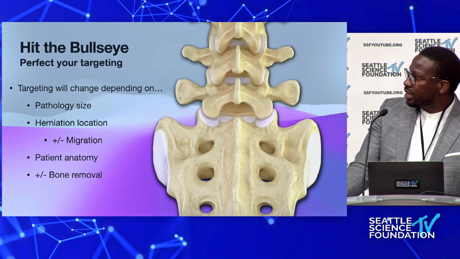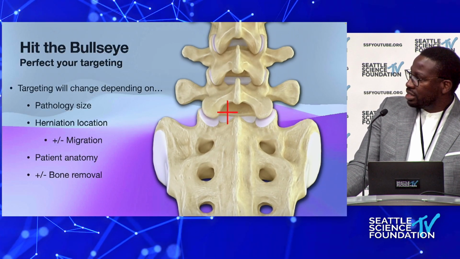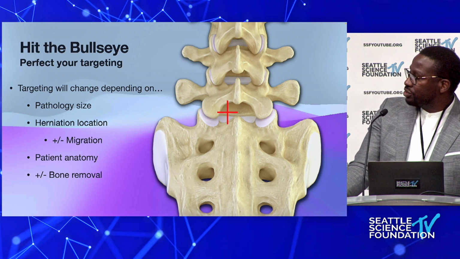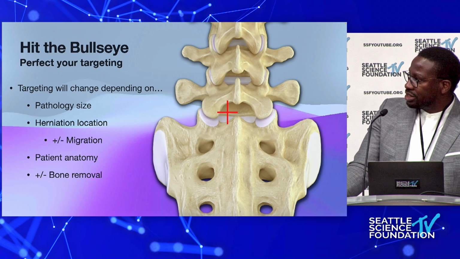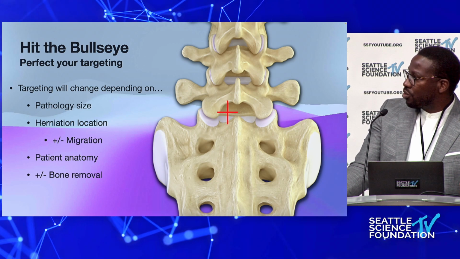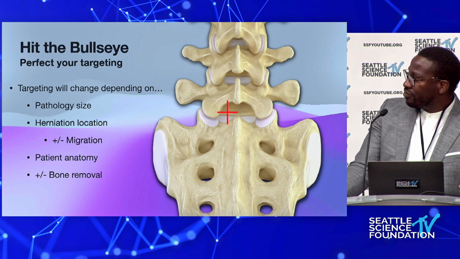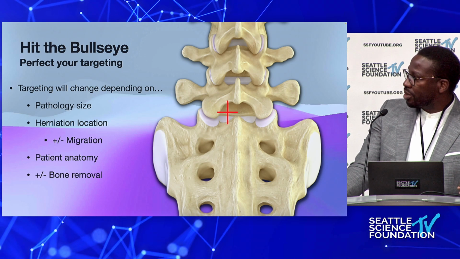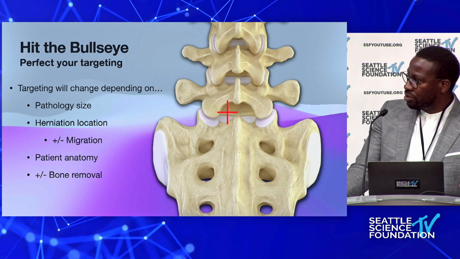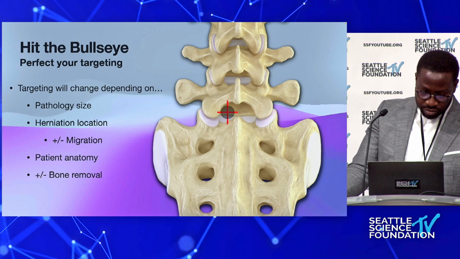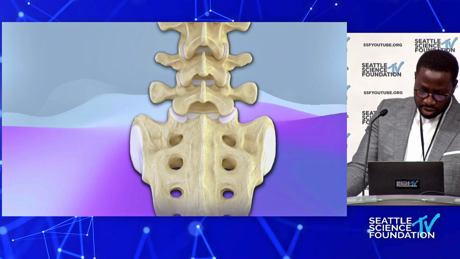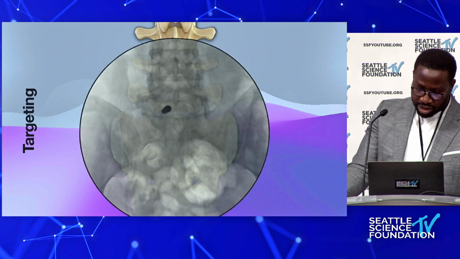So for targeting, you want to hit the bullseye. This is a good starting point for a true interlaminar for a paracentral disc herniation. Depending on how large the disc herniation is, you can probably start a little bit more lateral and work your way medial. If it's a central disc herniation, you probably want to start more medial and work your way laterally to get to the lateral edge of the traversing nerve. This is just an example of that targeting.